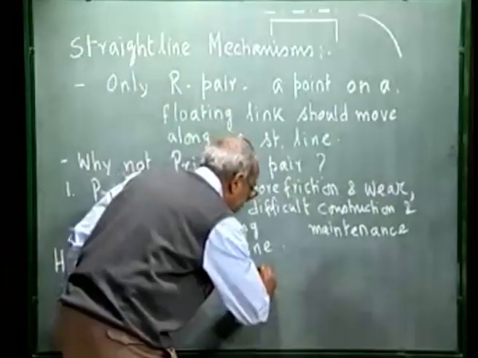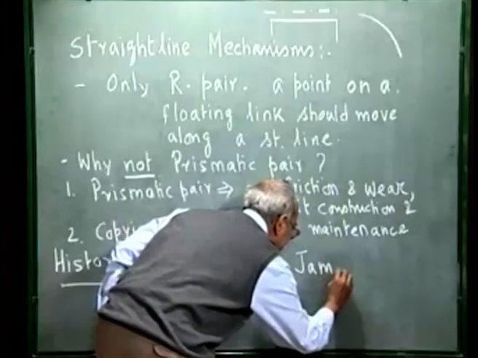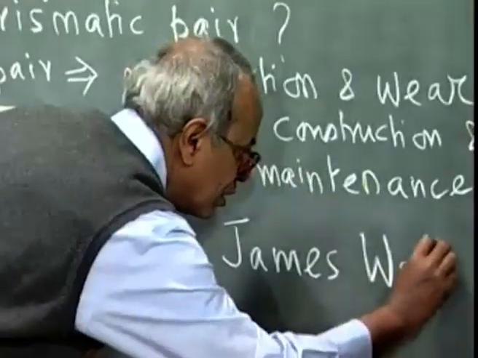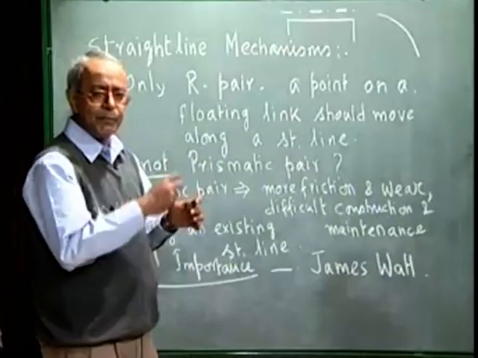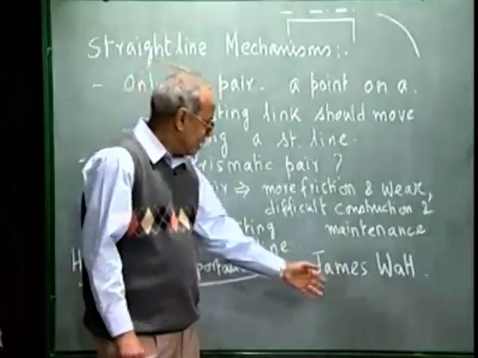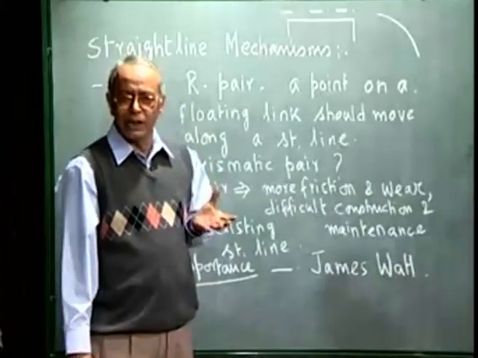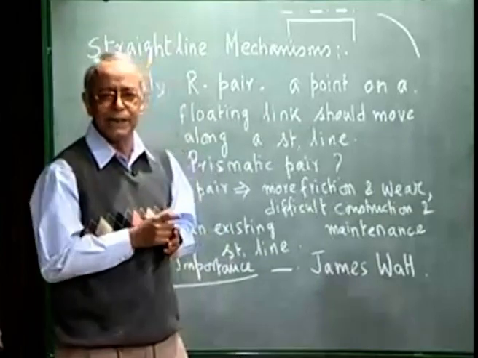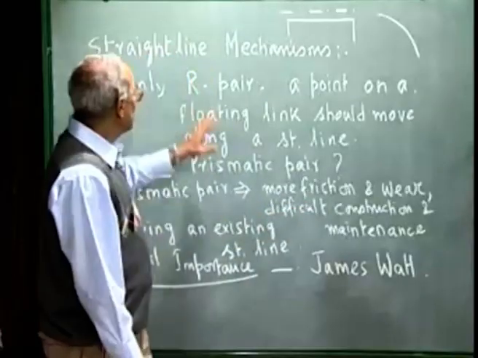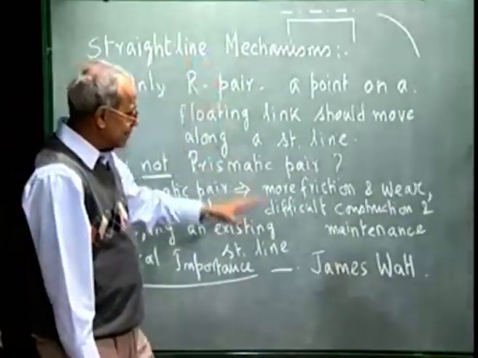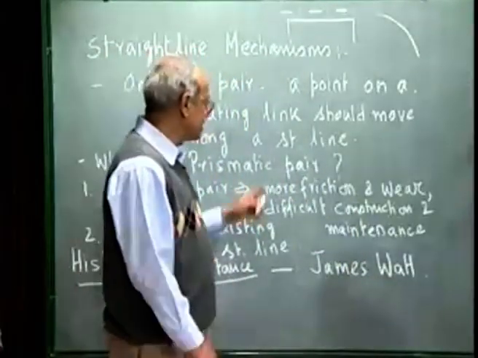The first person to come up with an approximate solution is James Watt. In Watt's engine, as you know, the cylinder and the piston must form a prismatic pair. But during James Watt's time, it was not possible to make a piston and a cylinder with close tolerance. There was a lot of clearance between the piston and the cylinder. So he wanted to guide his piston along a straight line by using one such straight line mechanism. And Watt's mechanism was the first approximate straight line generator.